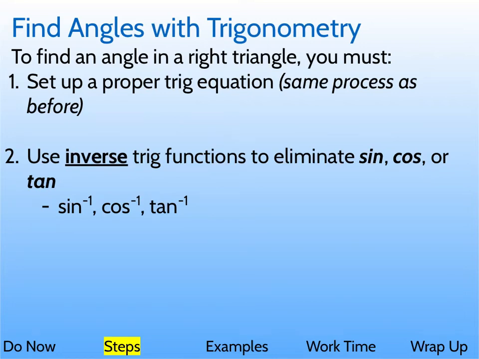Okay, so finding angles with trigonometry. What you have to do first is start with the right triangle and set up an equation. So sine, cosine, tangent of the angle equals something over something. And then the last step really is you're going to use the inverse trig function.